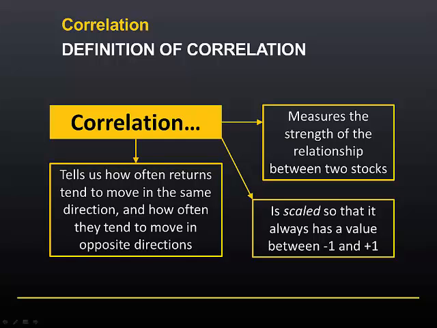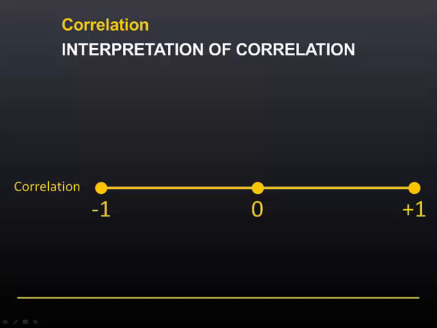It tells us how often returns tend to move in the same direction and how often they tend to move in opposite directions. This line shows the range of possible values for the correlation, and we can use it to interpret the value of the correlation between two shares.